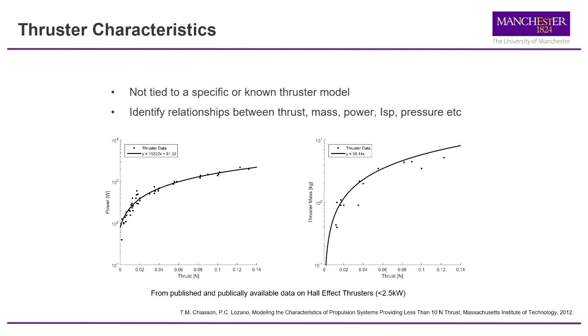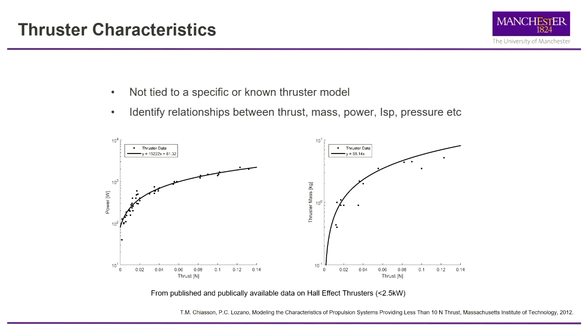So in this case, if you were trying to be super flexible in your systems model, you would only use the relationship. Because this, for example, y equals 15,222x plus 81.32, means that you can change the value of x and get an answer for y for that range. It's worth mentioning that this is only valid for the range that you can see here. If you picked a value out of that range, then you're basing it on data which isn't there. But if you only pick a single value, then again, you might be constraining yourself to a single amount of power or a single value of thrust.